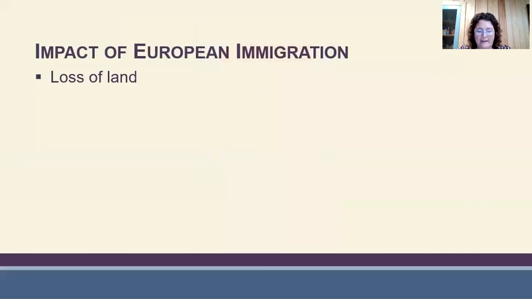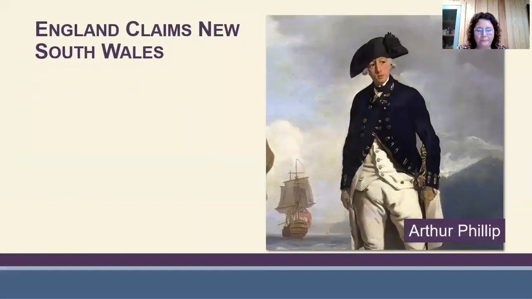We're going to look at the impact of European immigration. A lot of this just mimics what has already been done, like in the Americas. You had loss of land for these Aborigines. They were no longer able to have as much land as they did before. Exposure to diseases, same story.